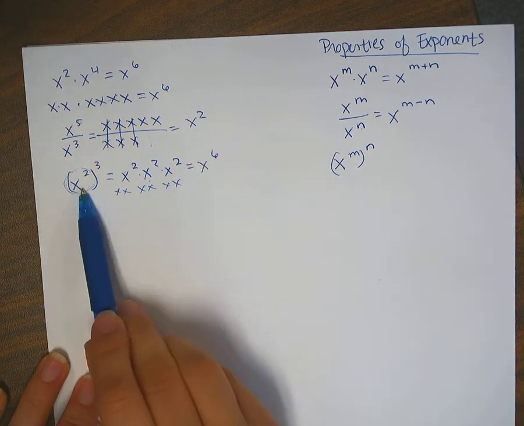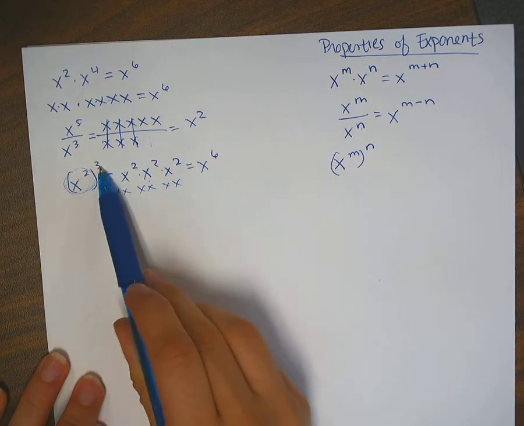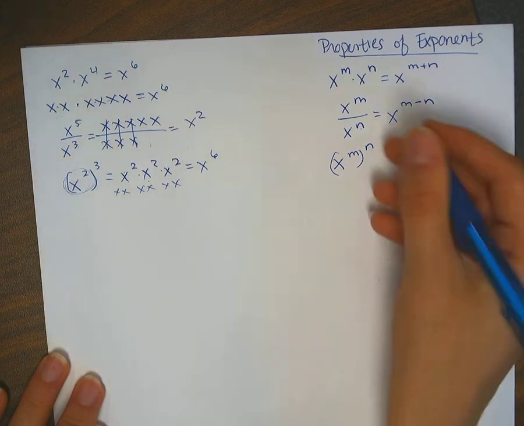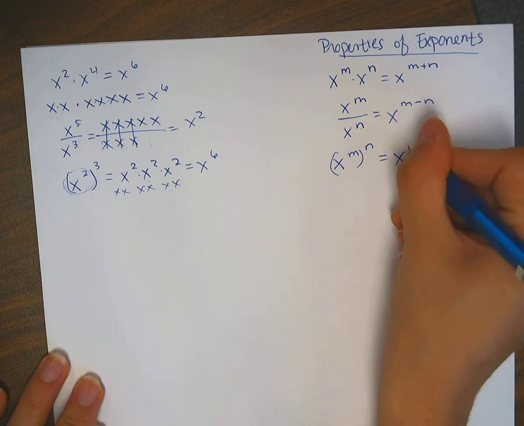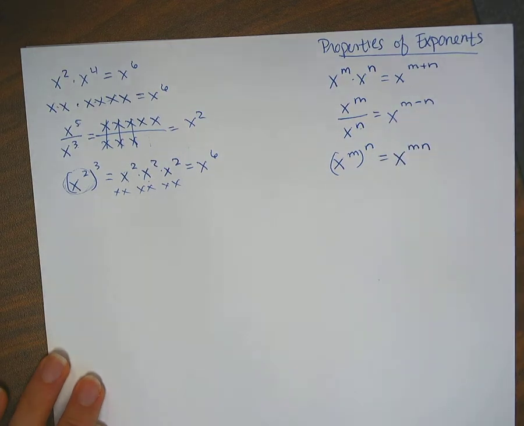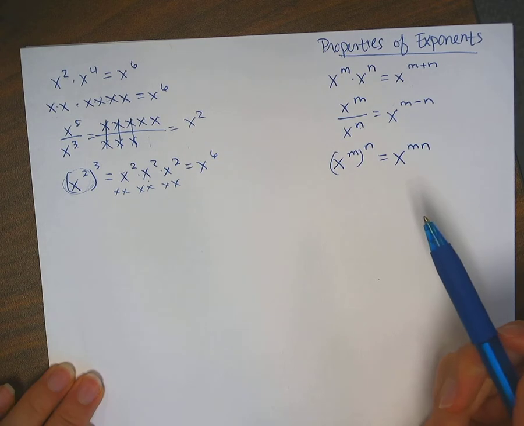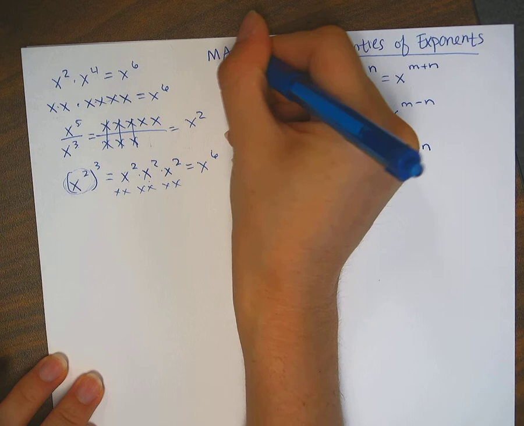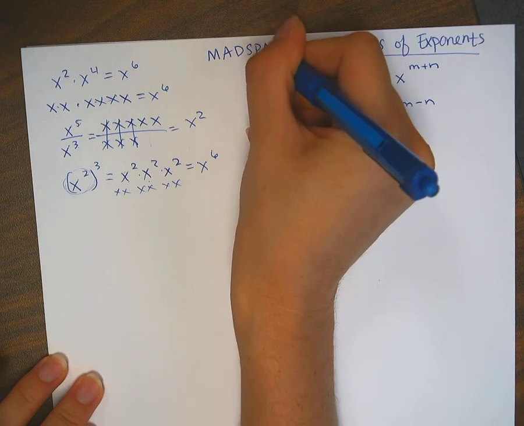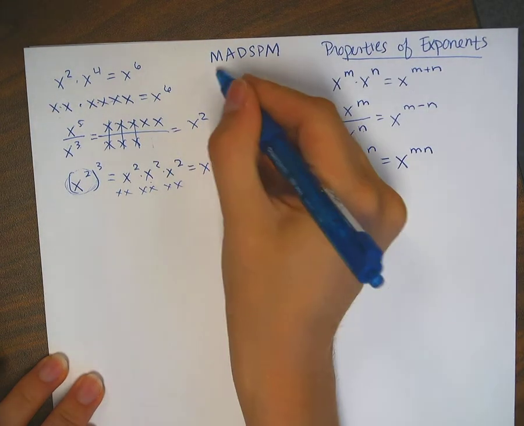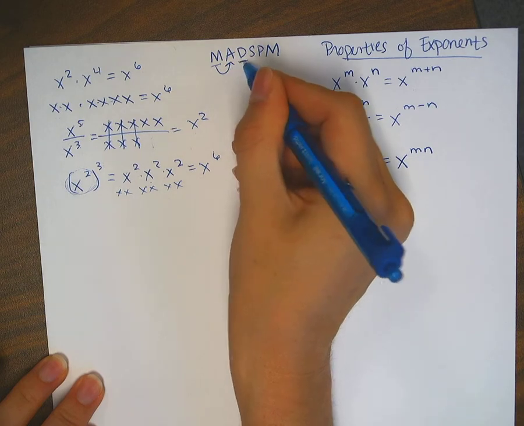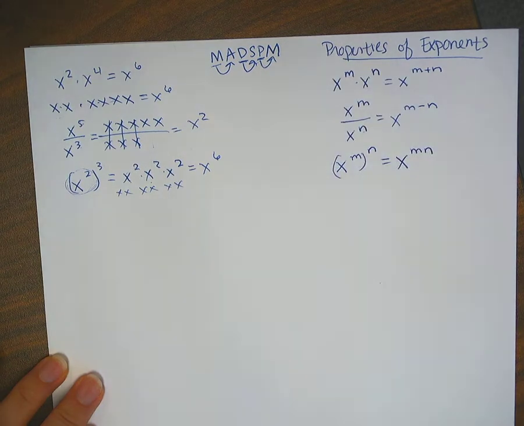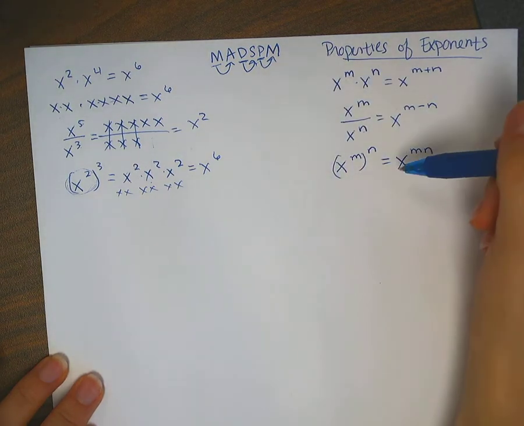So looking back at the beginning, when I had a power raised to another power, I was really just doing 2 3 times, or 2 times 3 to get 6. So x to the m raised to the n is x to the m times n. So a power raised to a power, I'm going to multiply. A silly little acronym, if you want, is MAD SPAM, which is if you're multiplying powers, you add the exponents. If you're dividing powers, you subtract. And if you have a power of a power, you multiply. All right, so those are the basic 3.